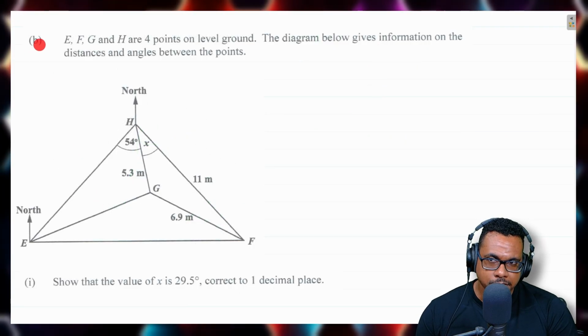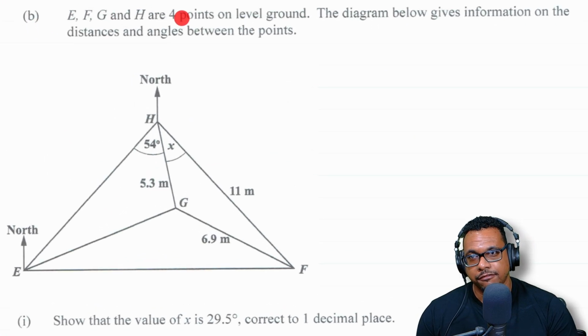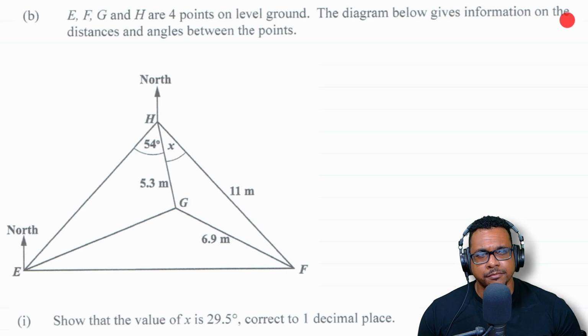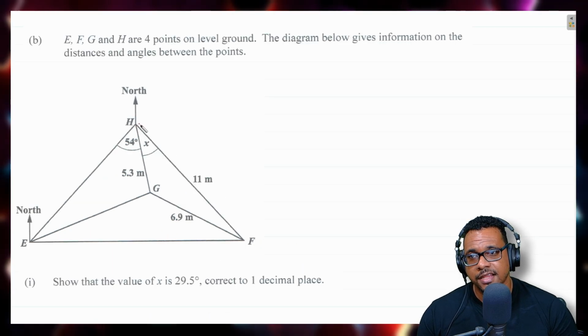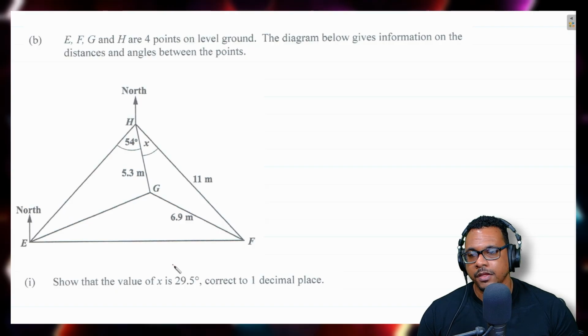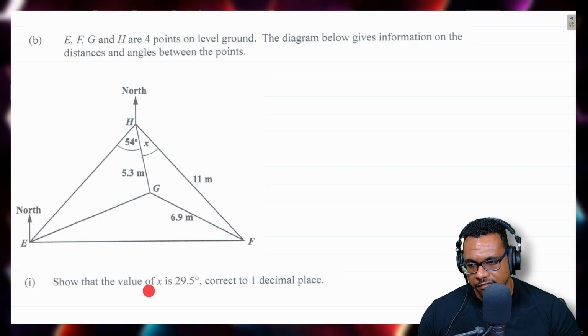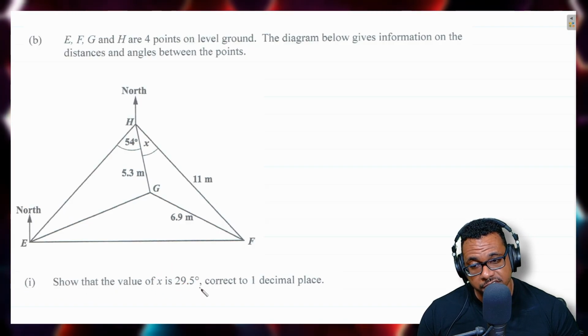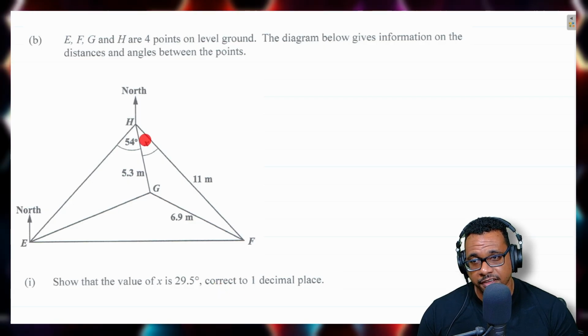So moving on to part B, we have E, F, G, and H are 4 points on level ground. So we are seeing that E, F, G, and H will be on level ground, being horizontal. We have the diagram below gives the information on the distances and angles between the points. Now we can see that here, 54 degrees, x, we have the distance 5.3 from H to G, G to F is 6.9 meters, and then H to F is 11 meters. Now, this first question here, they want us to show that the value of x is 29.5 degrees correct to 1 decimal place. So we want to find the value of x.